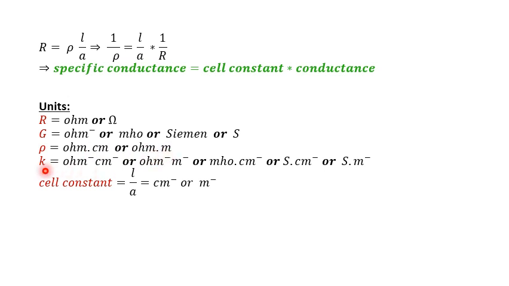Next, kappa, this one is very important. Its unit is ohm inverse centimeter inverse, or ohm inverse meter inverse, or mho centimeter inverse, or Siemens centimeter inverse, or Siemens meter inverse. Cell constant, this is the most important unit. What is the unit of the cell constant? It is a direct question. Cell constant equals L by A. L is centimeter and A is centimeter square, so centimeter and centimeter get cancelled, and one centimeter is left in the denominator, so we get centimeter inverse or meter inverse. Okay, students.